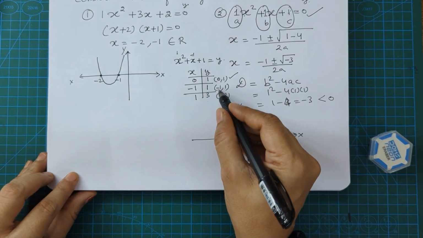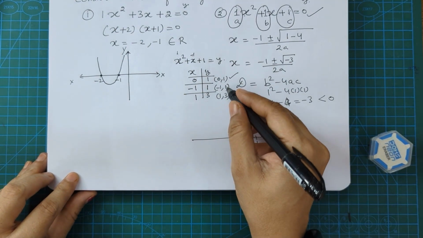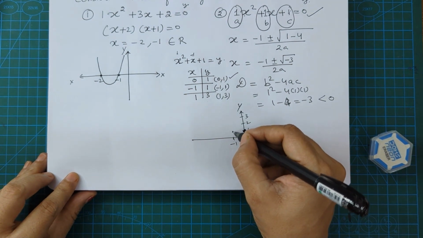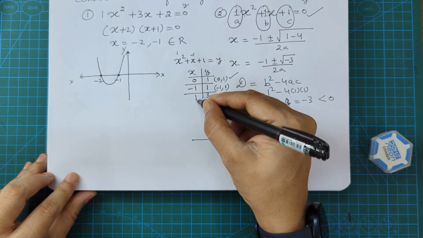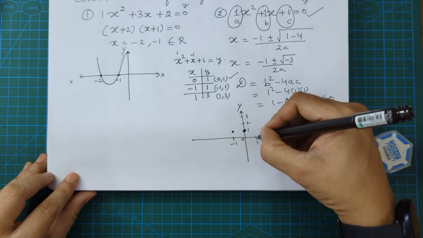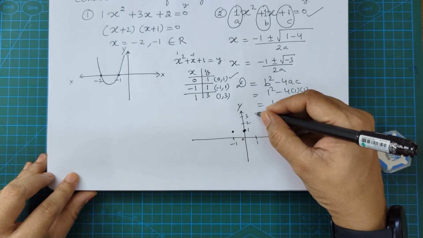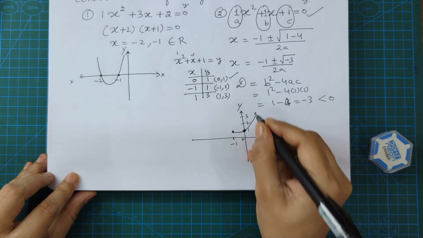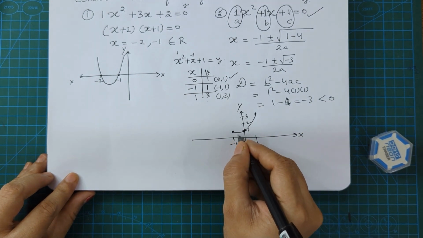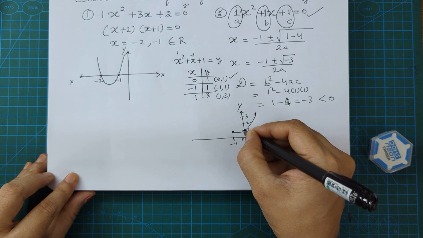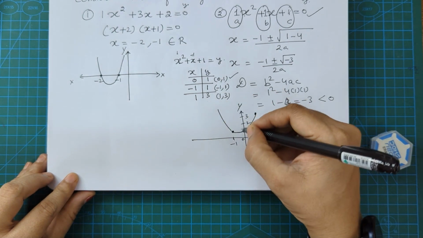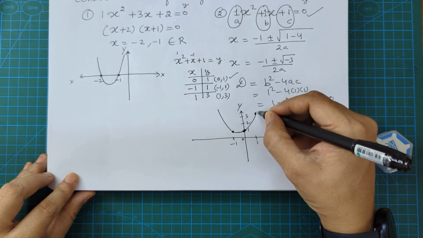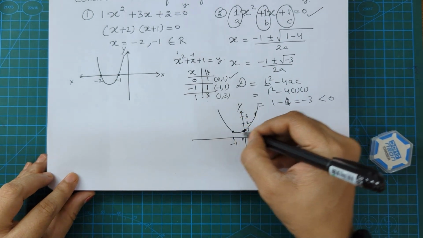Then negative 1 on the x-axis, positive 1 on the y-axis. So here is this point, and 1 on the x-axis and 3 on the y-axis. And here maybe we get some other points also. The graph appears like this. So this is the parabolic graph.